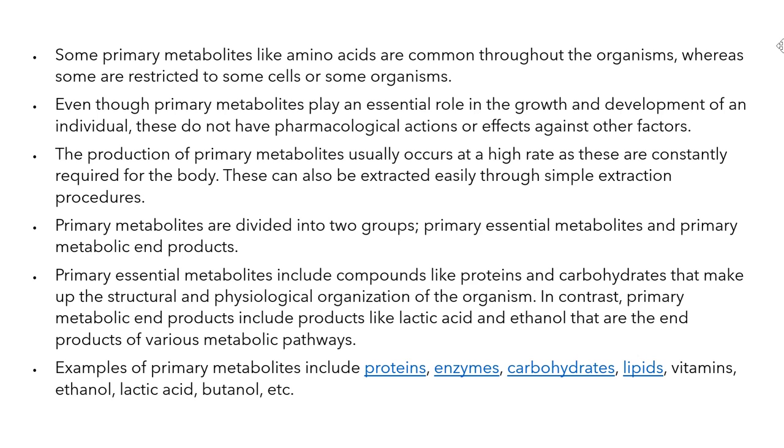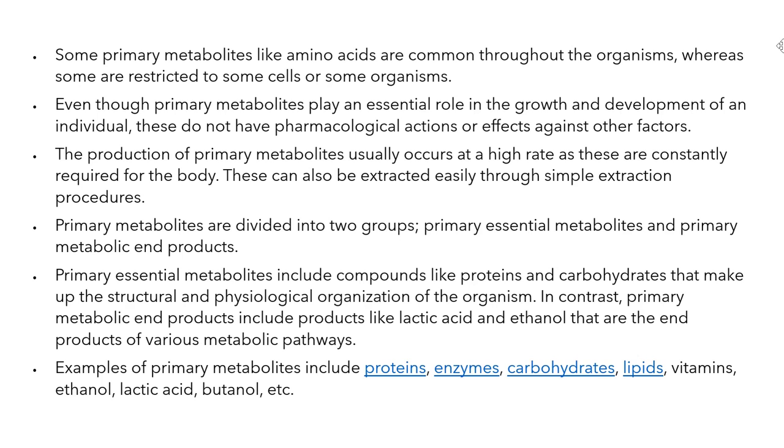So, which end products are those? Lactic acid and ethanol, that type of end products, and these end products are used for the various metabolic pathways, for further reactions, for further synthesis. Okay, so examples of primary metabolites include proteins, enzymes, carbohydrates, lipids, vitamins, ethanol, lactic acid, butanol, etc.